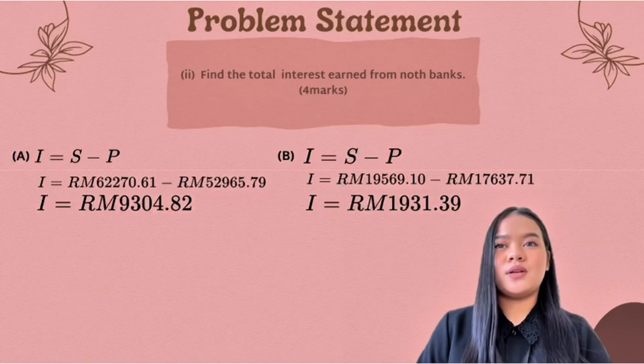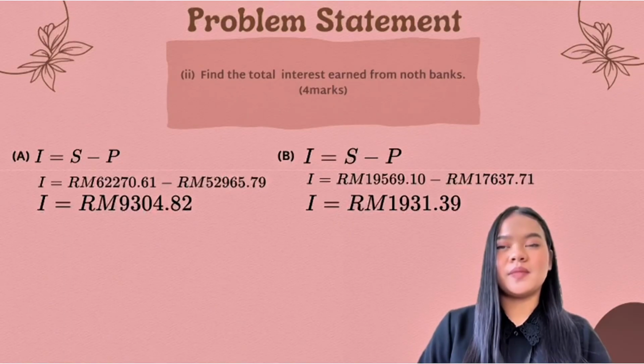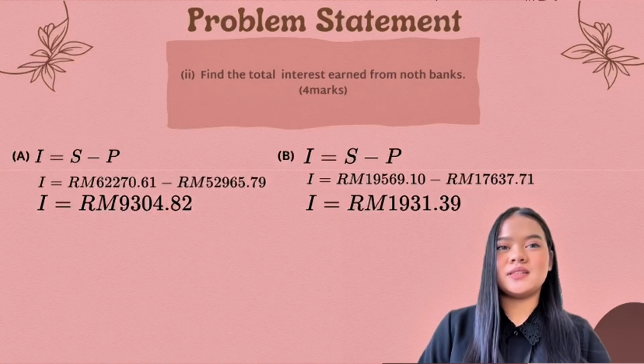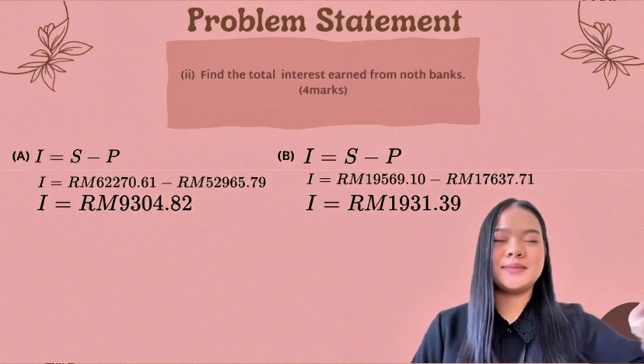So, for question 1, find the total interest earned from both banks. To find the total interest earned from both banks, we simply add the interest from bank A and bank B. Therefore, the total interest earned from both banks is 11,236 ringgit and 21 cents.